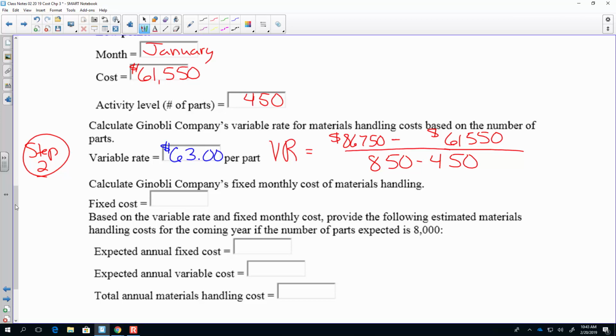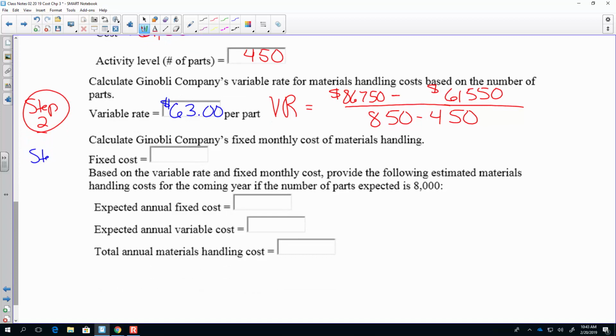That's step 2. Step 3, come up with our fixed cost, which is total cost, right? Minus our variable cost. And in most cases, I use the high component. So at my high level, my total cost was $86,750. How do I compute the variable cost? What numbers do I multiply? 63 by 850.